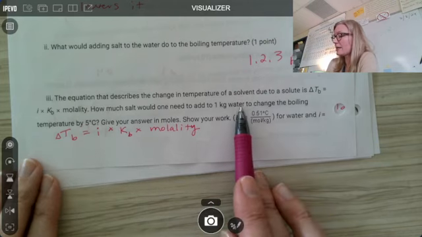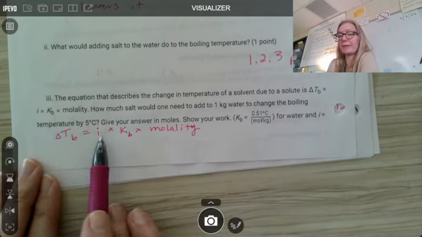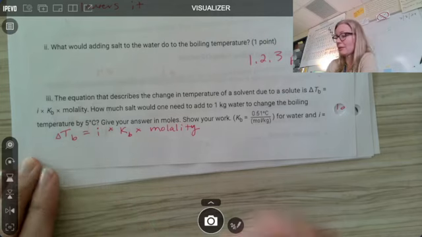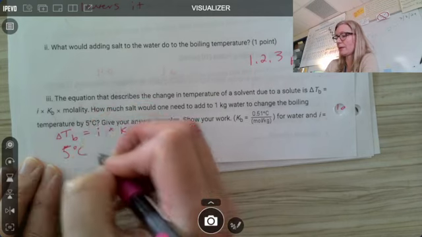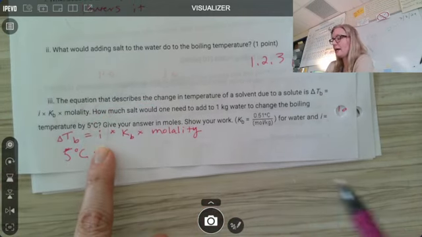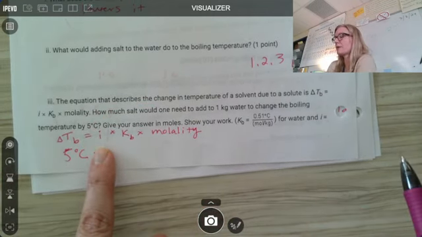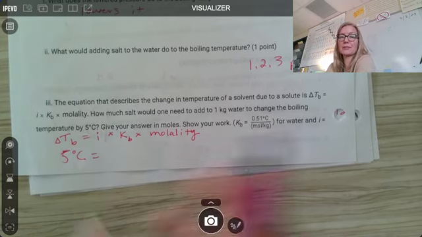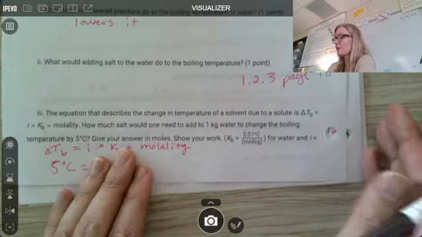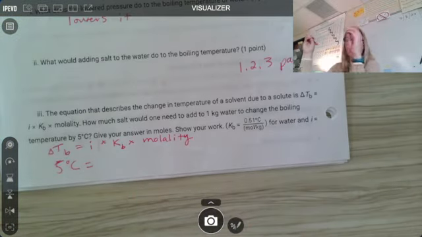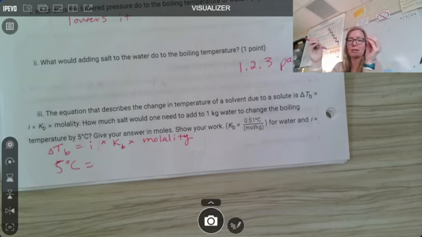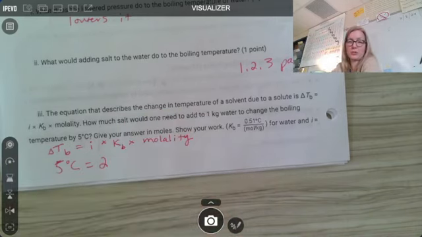So it's asking to change the boiling temperature by 5 degrees. So the change in the boiling temperature is going to be 5 degrees Celsius, okay? i has to do with the number of particles that the substance breaks into. So this is NaCl, and because that's ionic, when NaCl dissolves, it breaks apart into two different ions, the Na positive and the Cl negative. So the value for i is 2.